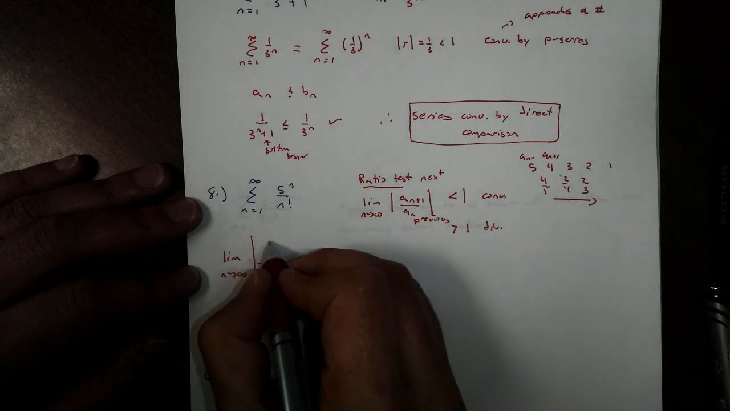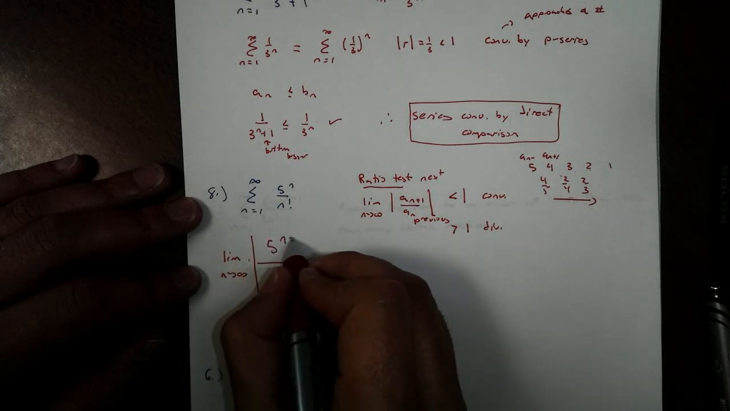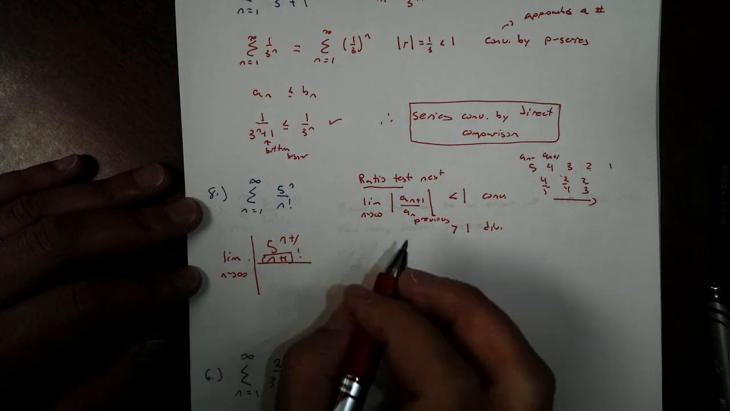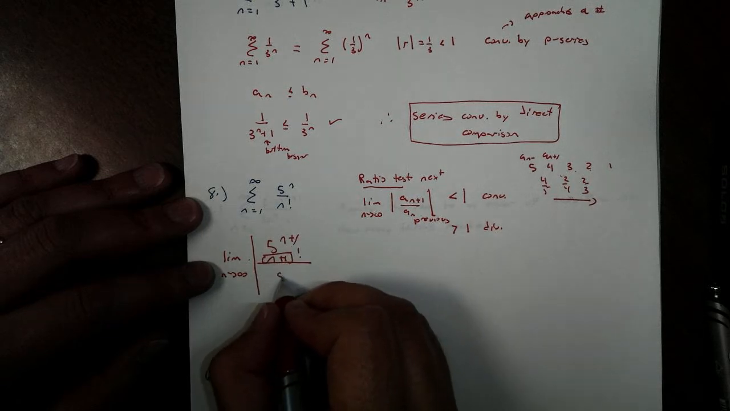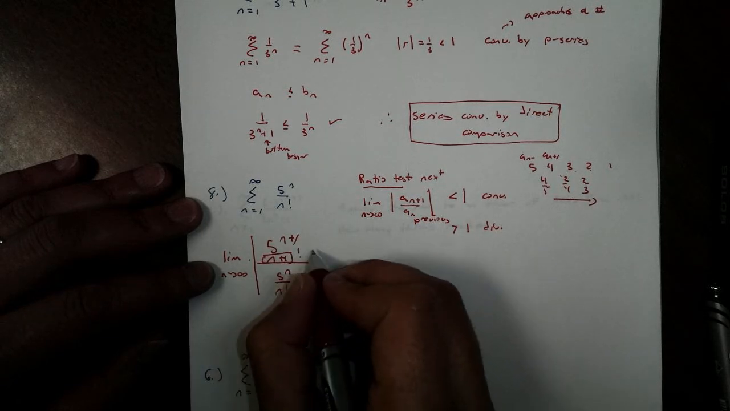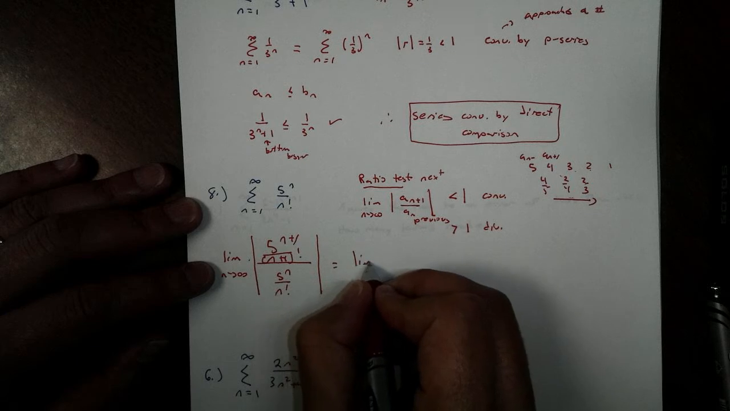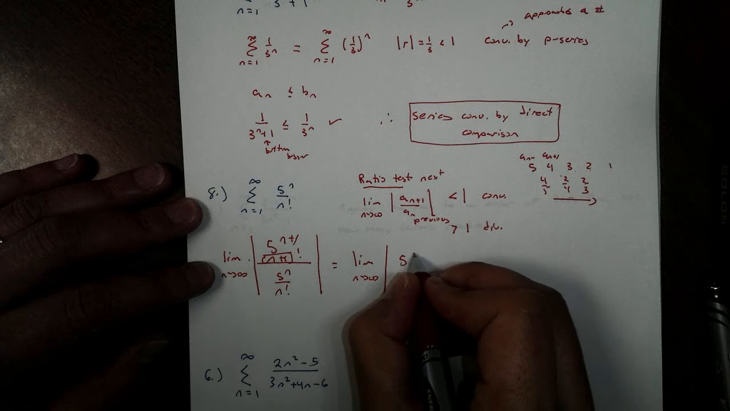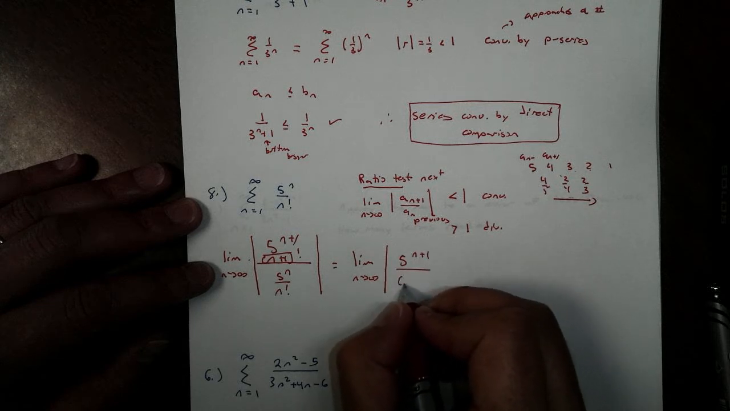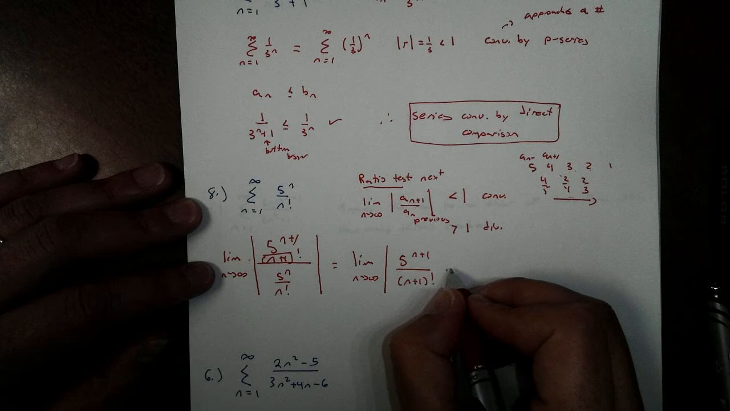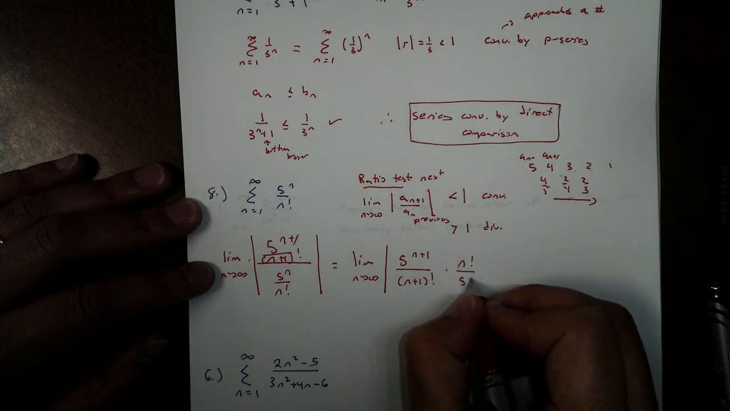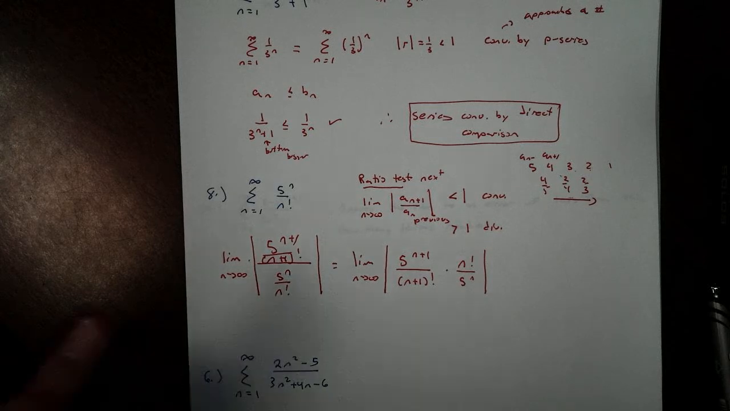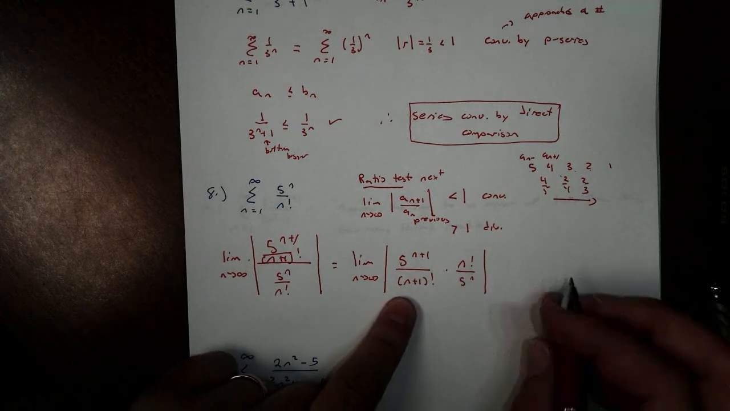This becomes 5 to the n plus 1 over n plus 1 factorial, divided by the original, 5 to the n over n factorial. If I invert and multiply, we're going to get 5 to the n plus 1 over n plus 1 factorial. Flip it, n factorial over 5 to the n. You're going to see this later on. This is going to be a big part of when we get to Taylor series.